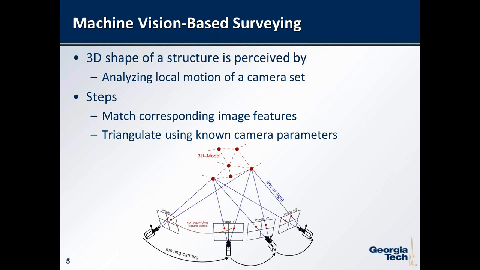The way that it works is that it has two main steps. First of all, you have to find corresponding image features in different views of the scene, as you can see in the bottom. Those two points are the same points in the structure that are viewed in different images. And then when we have those corresponding image features, we can just use a simple triangulation method in order to get the 3D coordinates of those points.